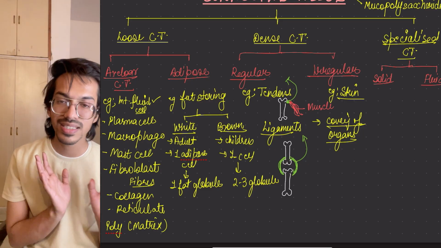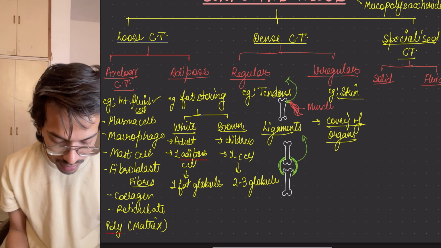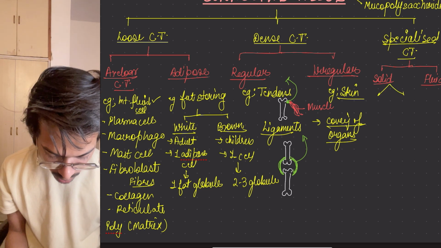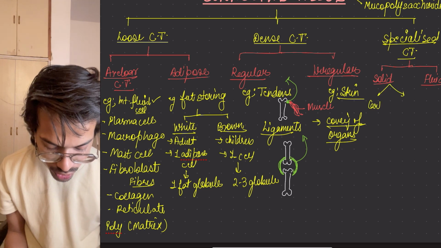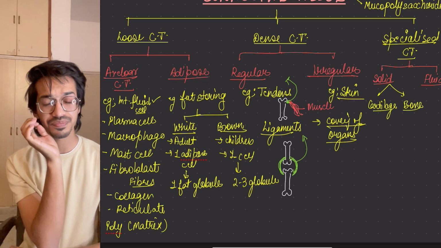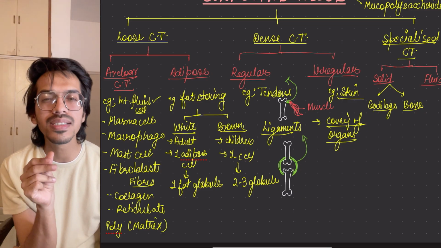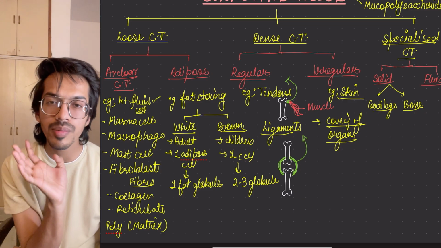Then comes the specialized connective tissue. In this, solid is there, fluid is there. If we see the solid one, it is for two. What are the two? One is the cartilage and another is the bone. Now your cartilage statement will come: cartilage is solid but pliable. Pliable means we can cut it a little bit. So how will we remember it?